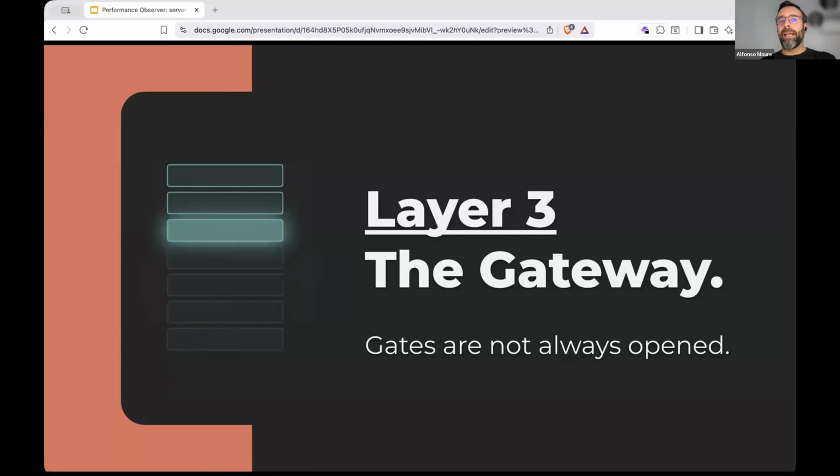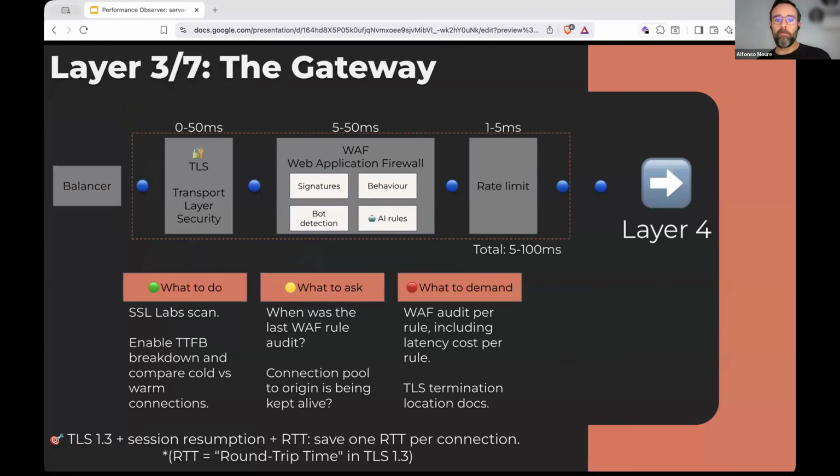So layer 3, the gateway. The edge couldn't answer. Okay, so we need to go into the server. The request enters your perimeter. Just as I said before, this is the layer that surrounds your server and your execution power. Before any of your code runs, there's a collection of gatekeepers, and your request needs to go through them.